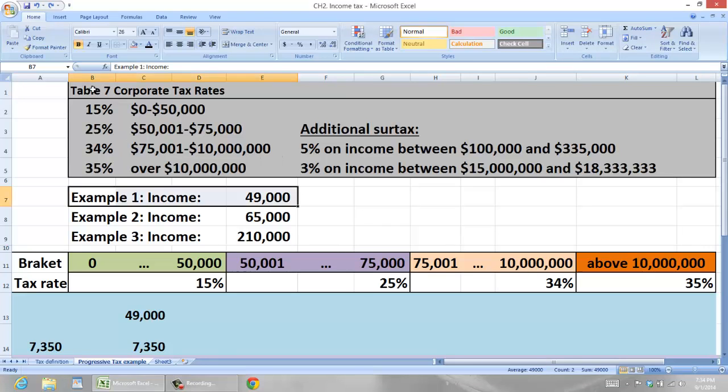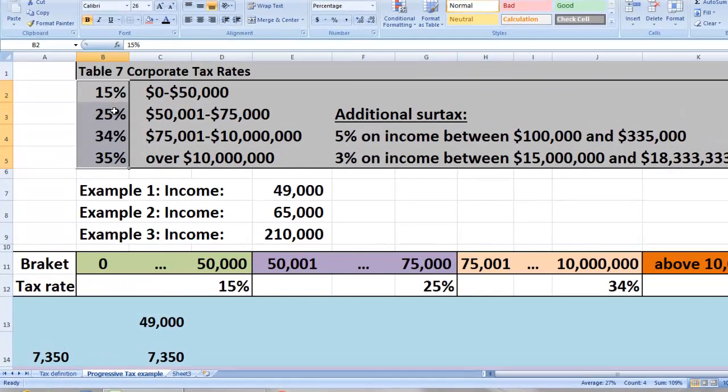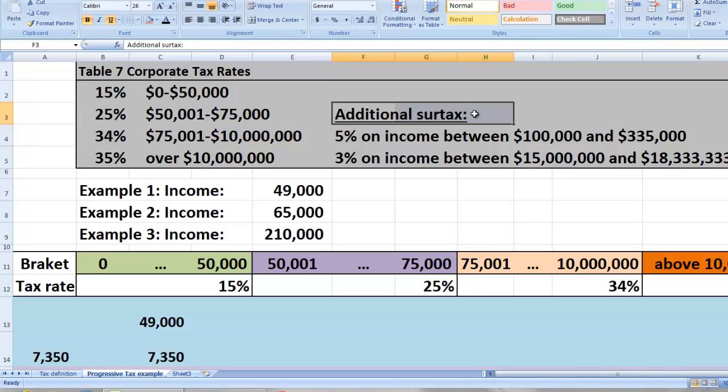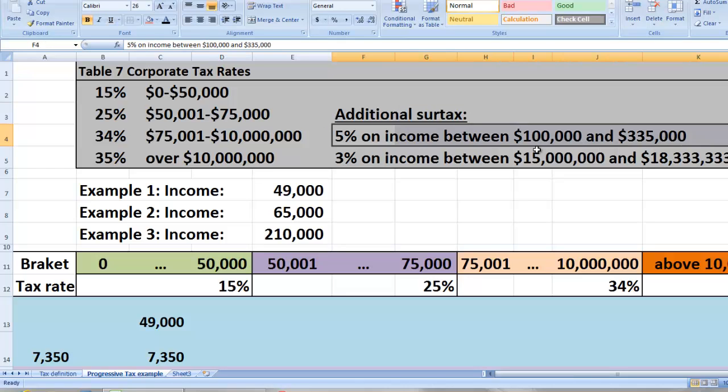Okay, so let's look at the corporate tax rate brackets in Table 7. You see that there are several different tax rates, 15, 25, 34, 35% associated with different income levels, right? And on top of that, your firm may have to pay additional surtax like 5% or 3% if your income falls here or falls there. So let me explain how the tax is calculated through a few examples.